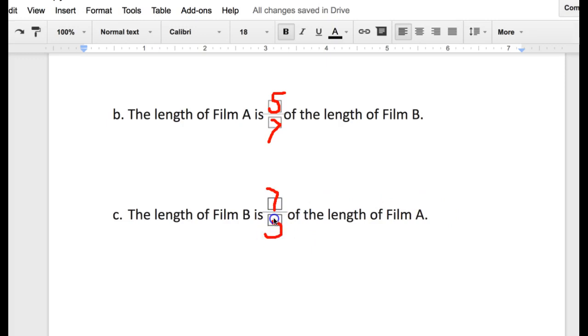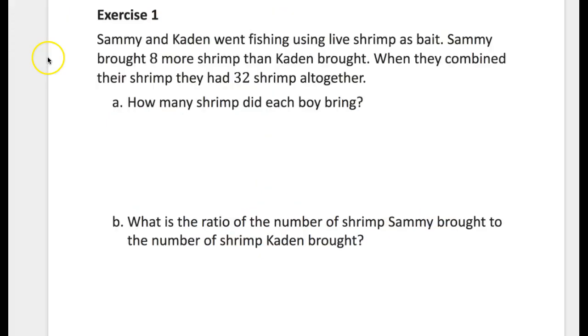Now these are not the same ratios. 5/7, as you know, remember from last year, is not the same as 7/5, and that's important to keep in mind. But the order of the words dictates or tells us the order of the numbers. And this is the case here.